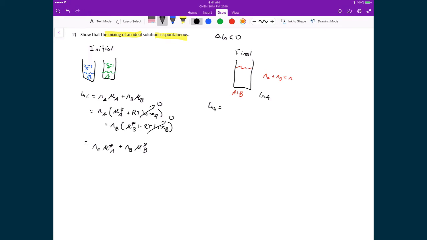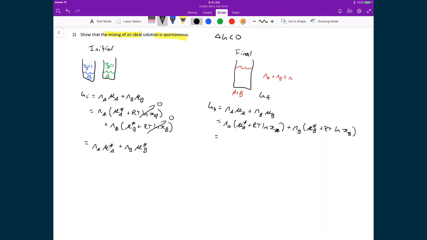For the Gibbs free energy of the final case, we start from the same spot: number of moles of A times the chemical potential of A plus the number of moles of B times the chemical potential of B. And in here, I'm just going to substitute in for the chemical potential. So number of moles of A times the chemical potential of the pure A component plus RT times the natural logarithm of the mole fraction of A. And to that, I'm going to add the number of moles of B times the chemical potential of the pure B component plus RT times the natural logarithm of the mole fraction of B.